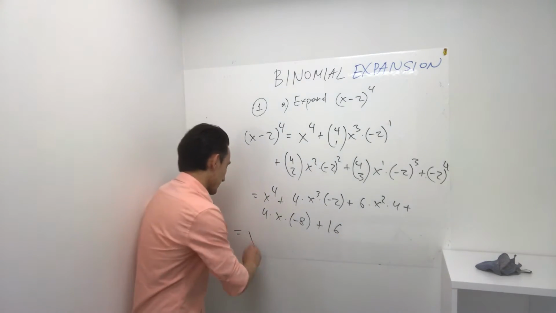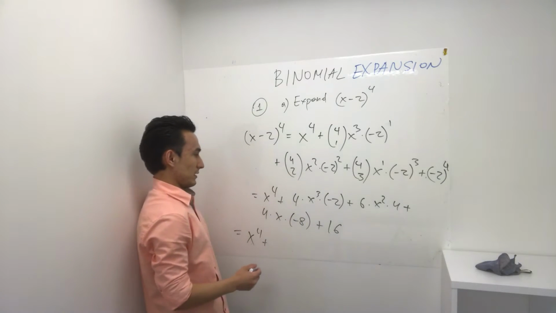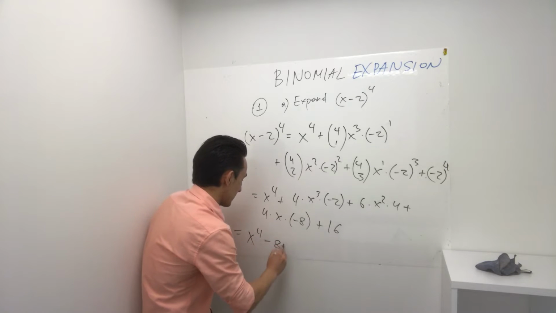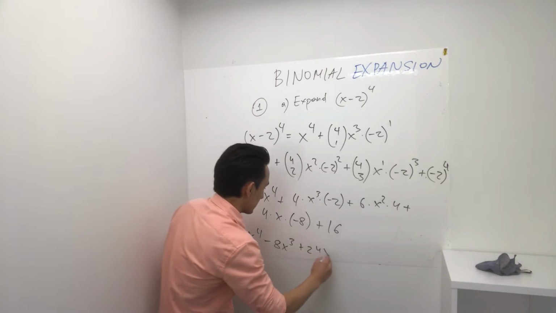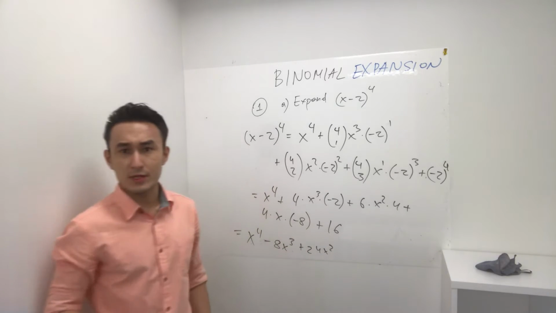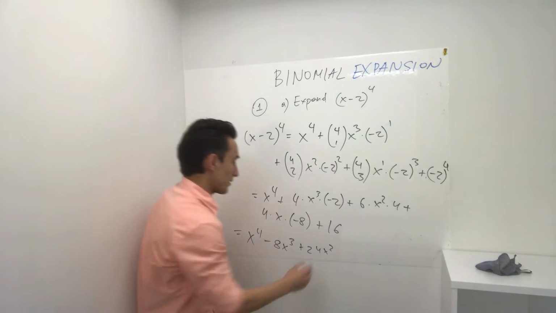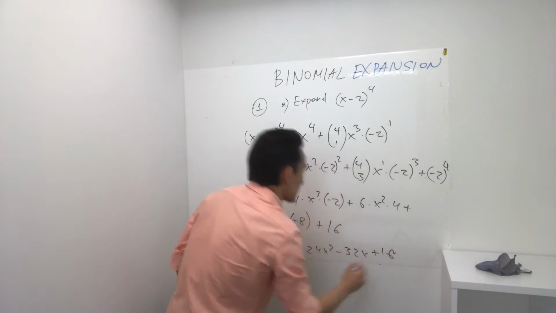Okay, so finally let's simplify this. It's simply x to the 4 plus 4 times negative 2 is negative 8, so minus 8x cubed, and then plus 24x squared. It might be quite small, I hope you can see it. And then 4 times negative 8 is minus 32x, and then plus 16. So this was part A.